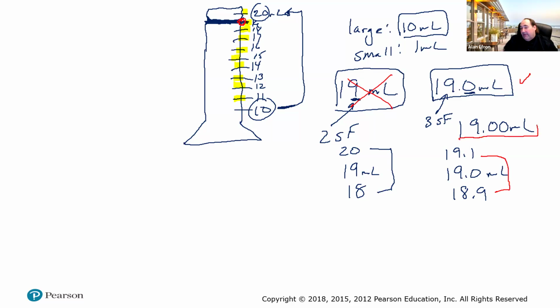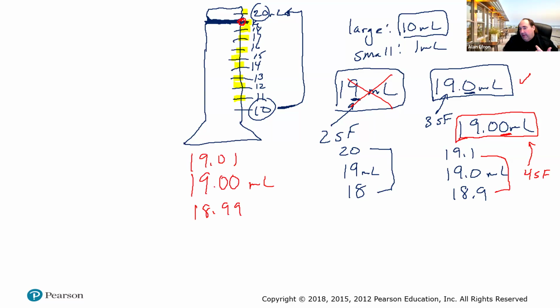Now, this also illustrates a good point. Sometimes people think, well, maybe if I add some extra zeros, it makes it more chemistry-like, more scientific or something like that. So if we did this one, this is basically 4 significant figures, right? And it's actually this last 0 that would be our estimated digit. So if we went with that one, we're basically saying, I think it's 19.00, but maybe it's 19.01, or maybe it's 18.99. Now you may say, well, isn't that better? Because we're talking about to the second decimal place here.